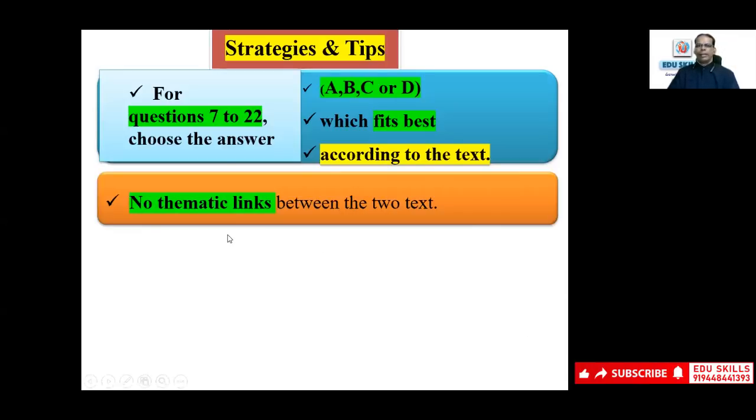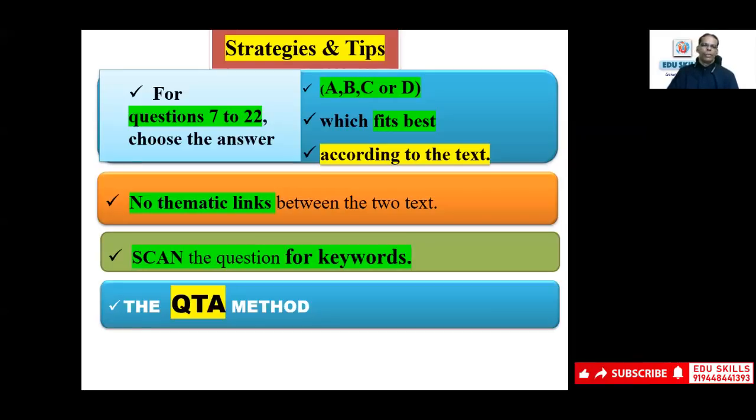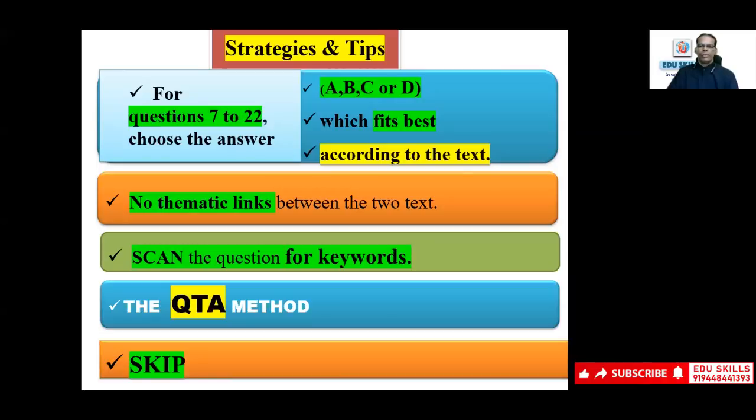Okay, the other tip that you have is no thematic links between the two texts. Between two texts, there is no thematic link. That's an entirely different text there. But within a text, there is a link, which I'll be explaining later. Scan the question for keywords, as you know, the QTA method, which is very familiar to you. Question, text, then answer. Then skip is the key for you.